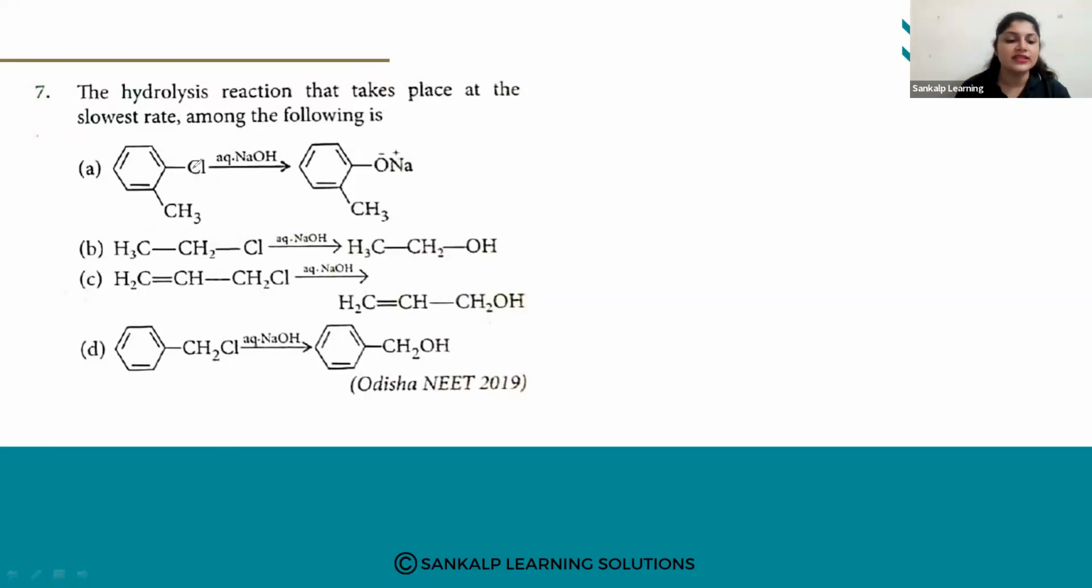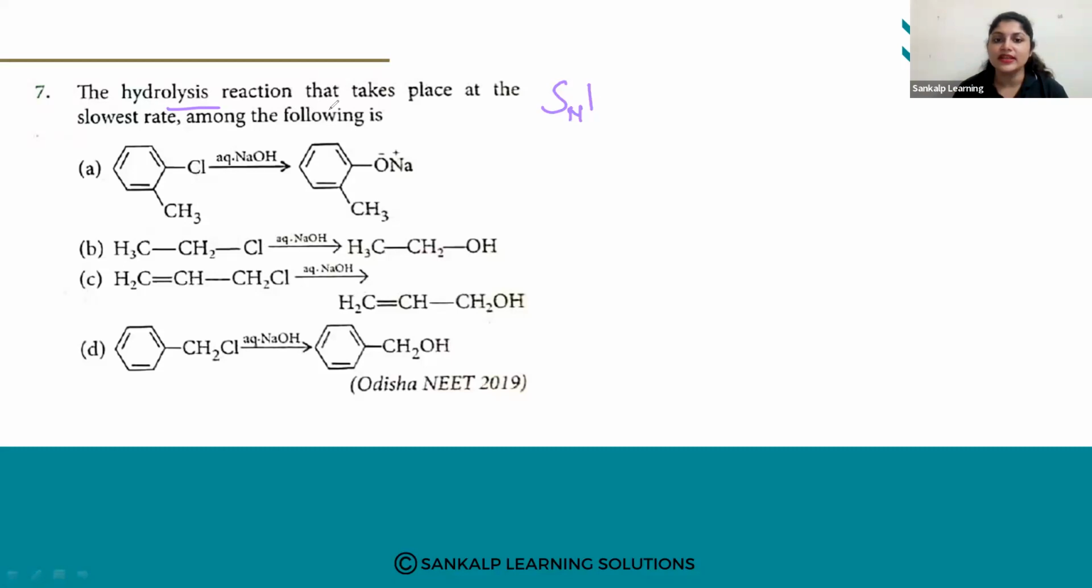Hydrolysis reactions are nothing but SN1 reactions. What is an SN1 reaction? Substitution nucleophilic unimolecular. In an SN1 reaction, the rate depends upon the concentration of only the substrate, right? What is the substrate? The carbocation formation, right?